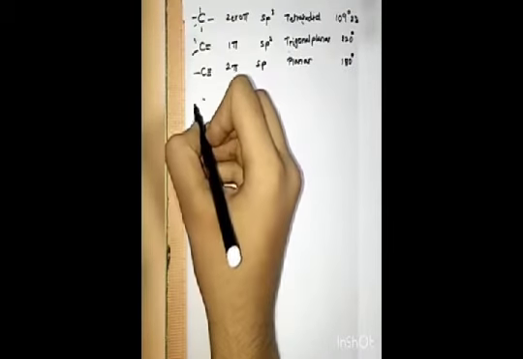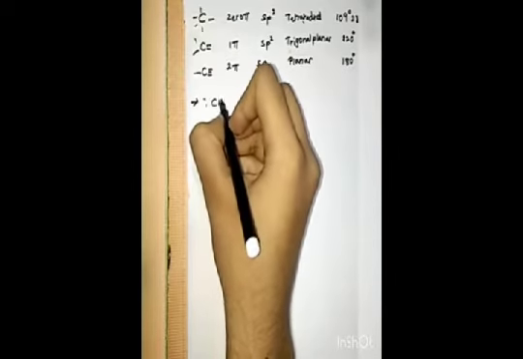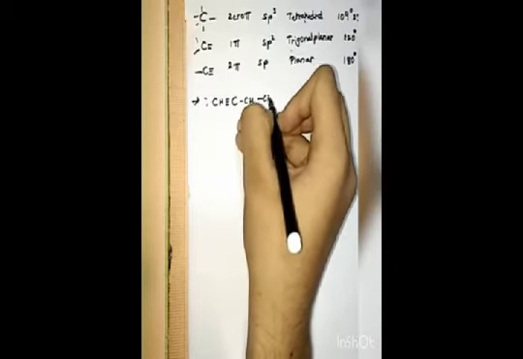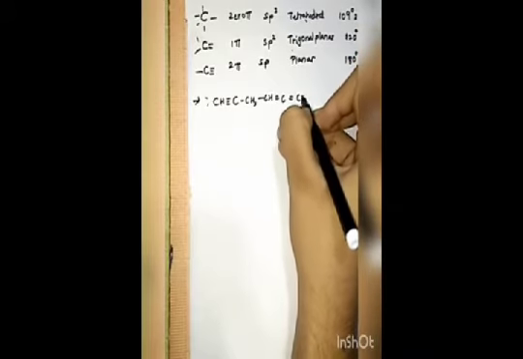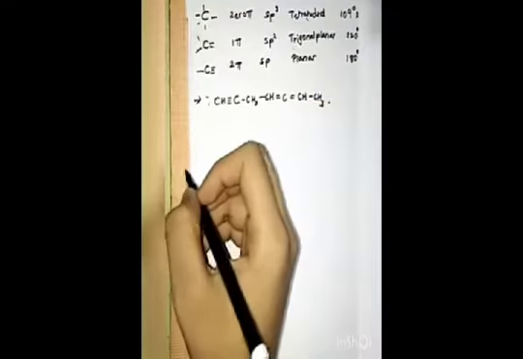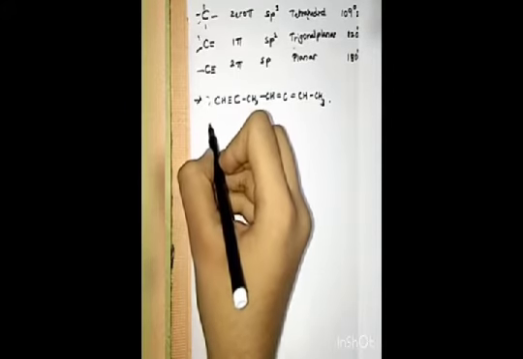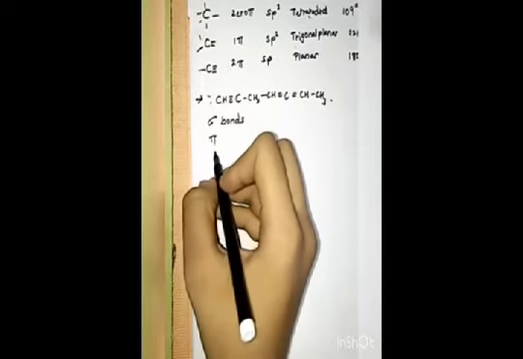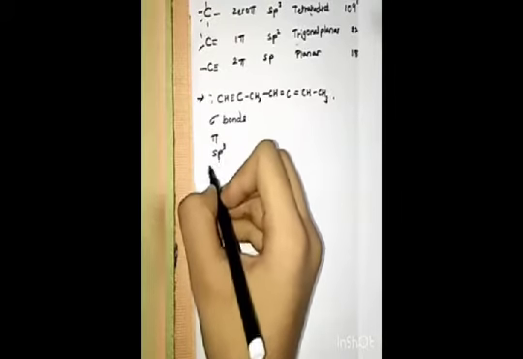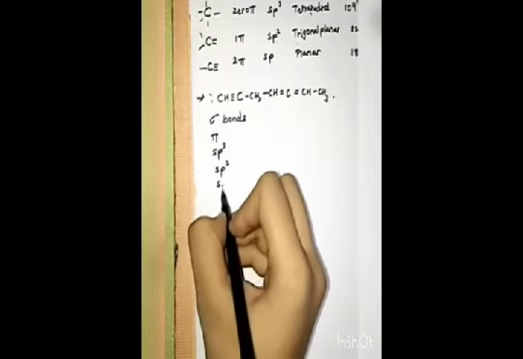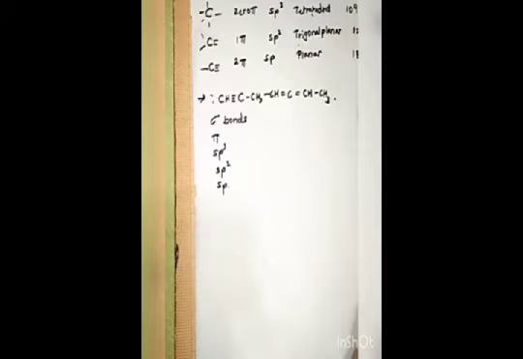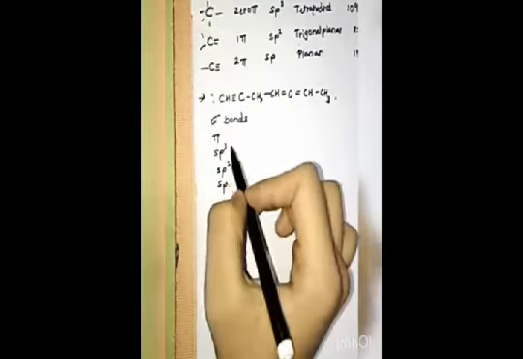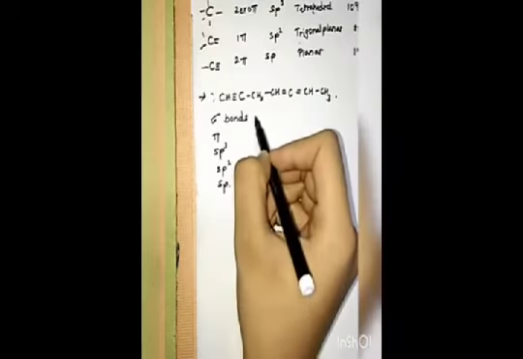Now let us take an example. Now if I were to ask you about the number of sigma bonds, the number of pi bonds, how many carbons have sp3 configuration, how many have sp2, and how many have sp, by using this above table, you can easily get to know about this one. So starting with how many sigma bonds are there.